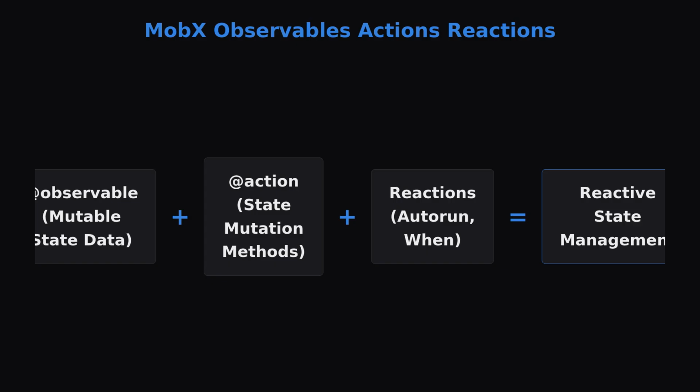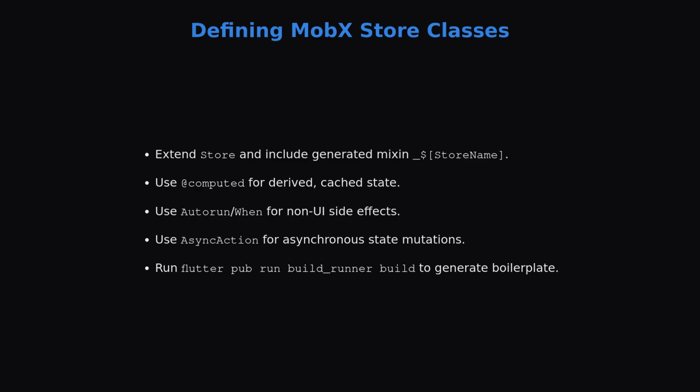Implementing MobX requires code generation using the mobx_codegen and build_runner packages. Running the command flutter pub run build_runner build generates the necessary reactive boilerplate code within the corresponding .g files, creating the functional store implementation classes. Define the MobX store class by extending the base store class and including the generated mixin, typically named _$StoreName.